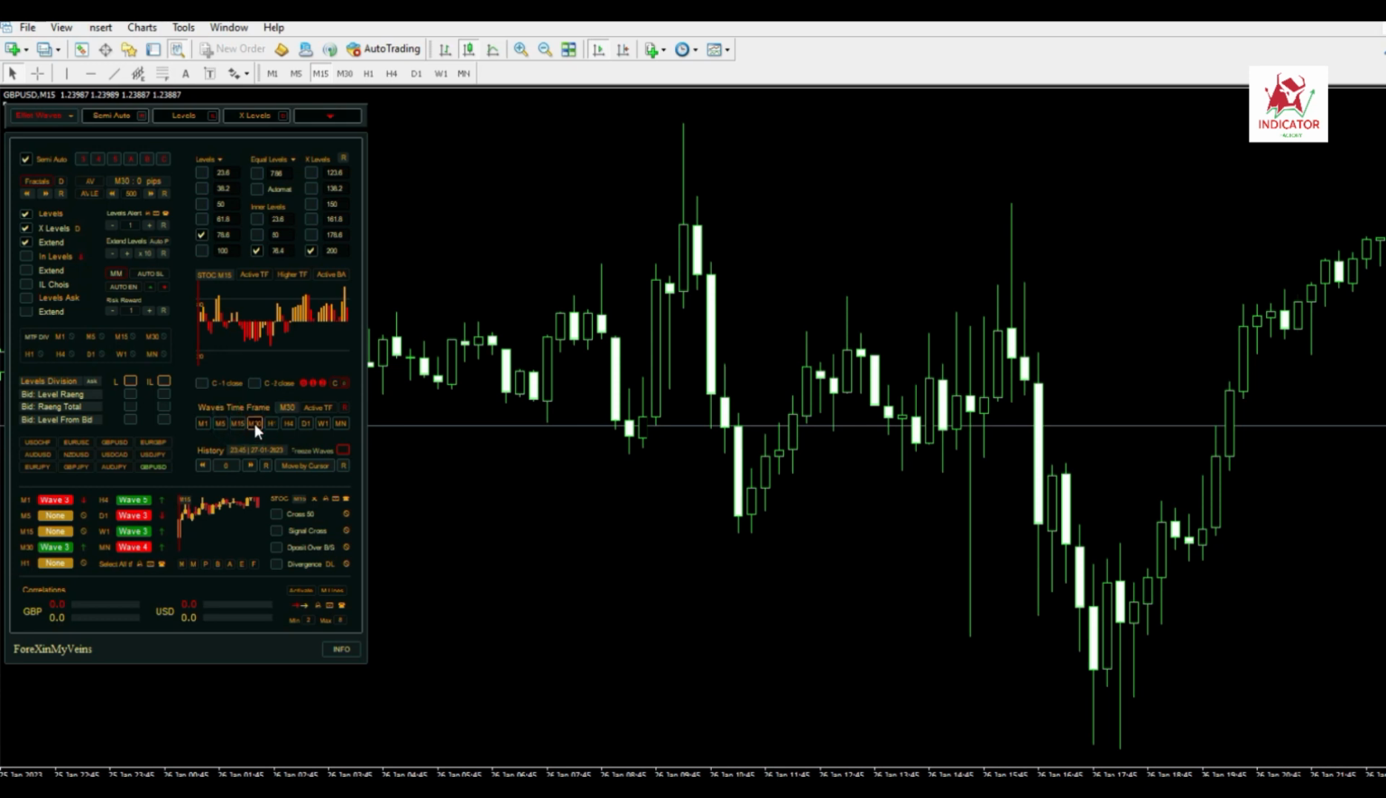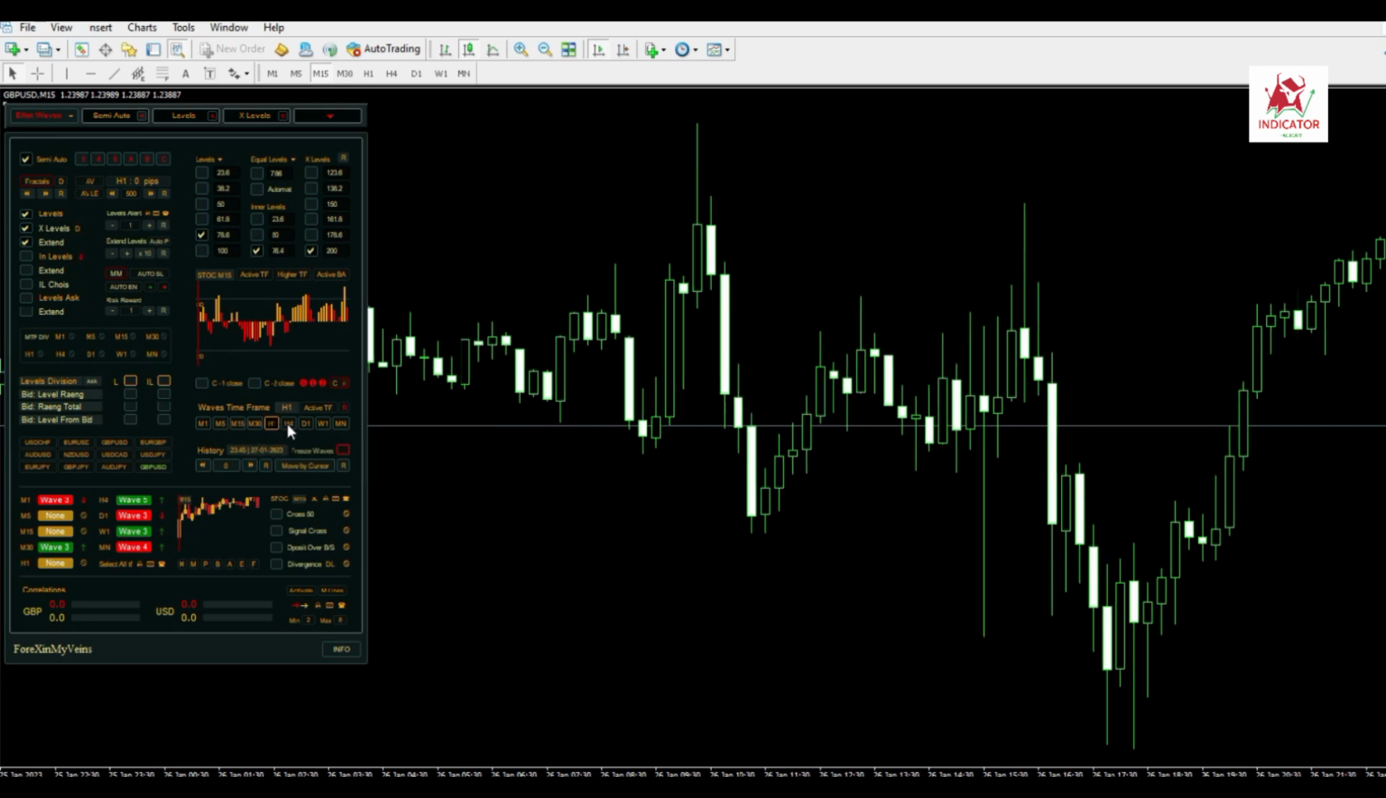Motive wave patterns. The Elliott Wave pattern comprises 2 major types of waves. The first one is the motive wave, which consists of 5 smaller waves. 3 of them are impulse waves, waves 1, 3, and 5, and 2 are corrective waves, waves 2 and 4. The pattern of the motive wave can be an uptrend or downtrend.